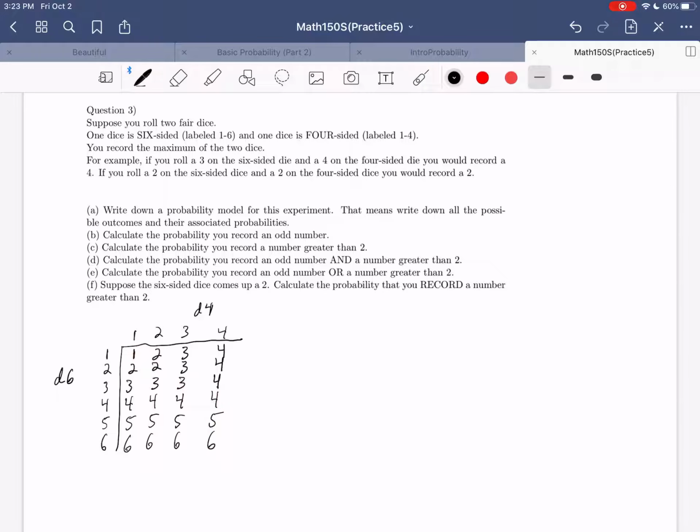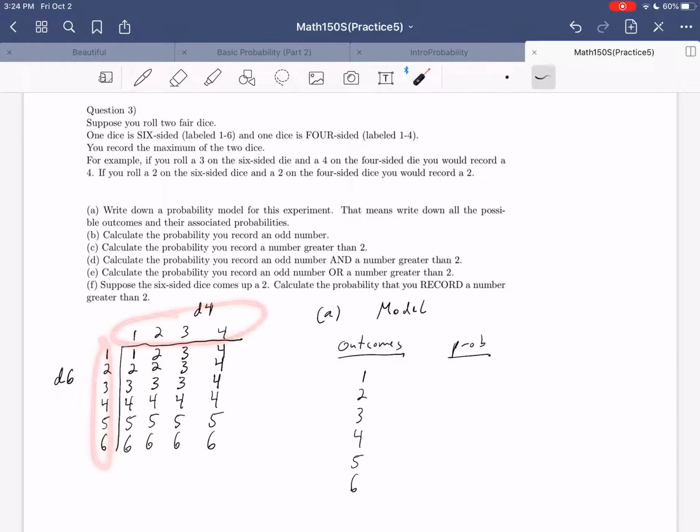So if we go to write down our model for part A here, the outcomes, and of course their probabilities. Our outcomes are 1, 2, 3, 4, 5, and 6. For their probabilities, what are all the probabilities going to be out of? Well, we had 6 options here, 4 options here. 6 times 4 is going to give us 24 options. You can also just go through and count that there's 24 things in here, but everything's going to be out of 24. How many ways were there to get 1? Well, it only showed up once, so the probability would be 1 out of 24.